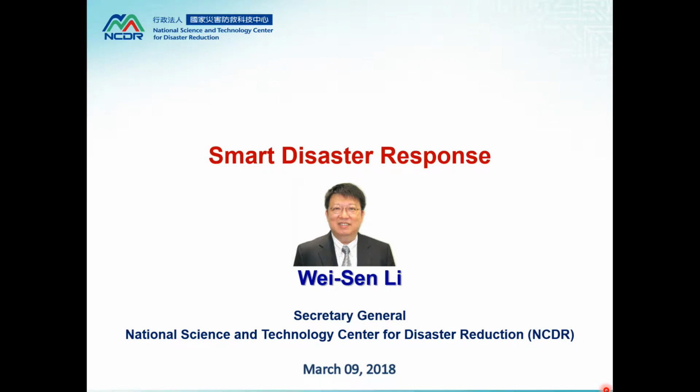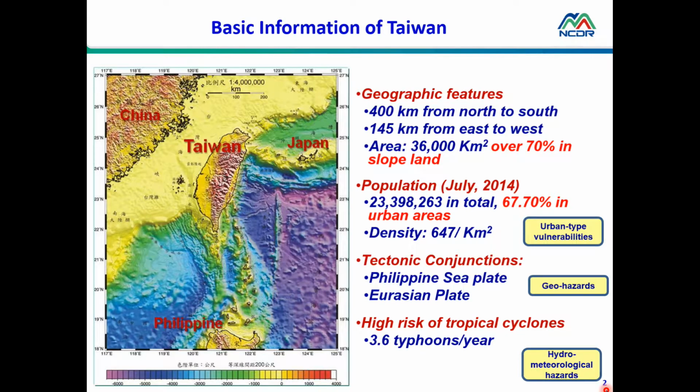Now I continue my second topic about smart disaster response. Look at the topic, of course, following the first section. I will continue to talk about how to use ICT, information communication technology, to help disaster response. I still use Taiwan as one example.